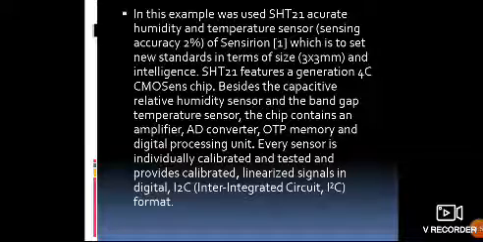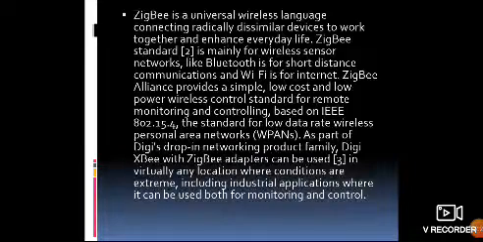In this example, we used the SHT21 accurate humidity and temperature sensor. Besides the capacitive relative humidity sensor and the band gap temperature sensor, the chip contains an amplifier, AD converter, OTP memory, and digital processing unit. Every sensor is individually calibrated and tested.